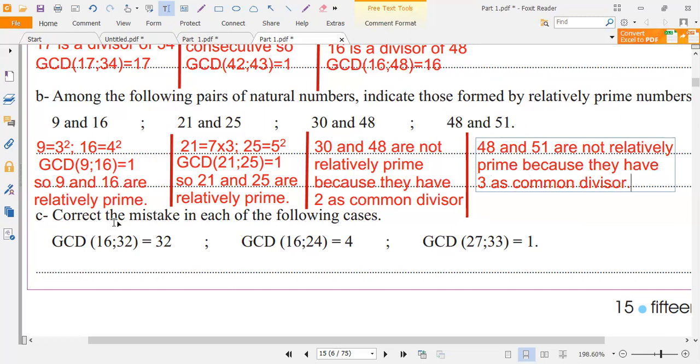Now part C, correct the mistake in each of the following cases. So we have a mistake and we have to correct it. GCD of 16 and 32 is equal to 32. Look, we know that 16 times 2 is equal to 32. So what is the divisor? It is 16 or 32? Sure, it is 16. So the GCD will be the divisor, which is 16.